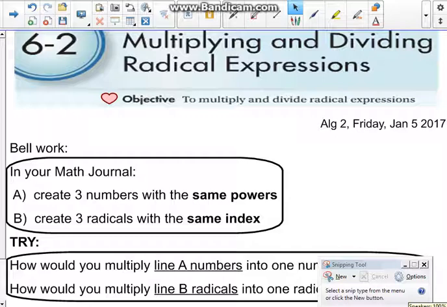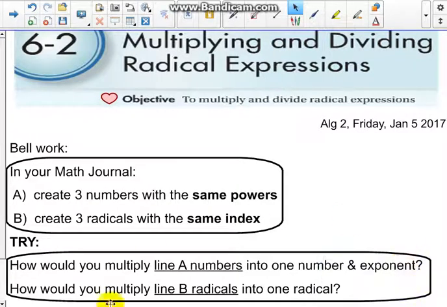Now, for the first 3 numbers that you created, the 3 numbers with the same powers, I want you to try. You may not know how to do these, but I want you to try. I don't know is not an answer. Try to multiply these 3 numbers together into one number and exponent. So do that now. Just quickly give it your best shot. Right or wrong, do what you think is correct.